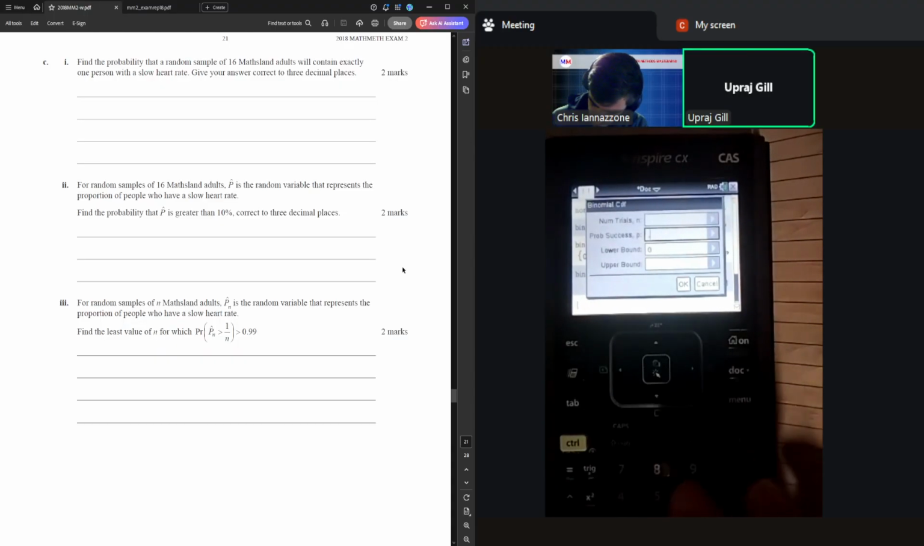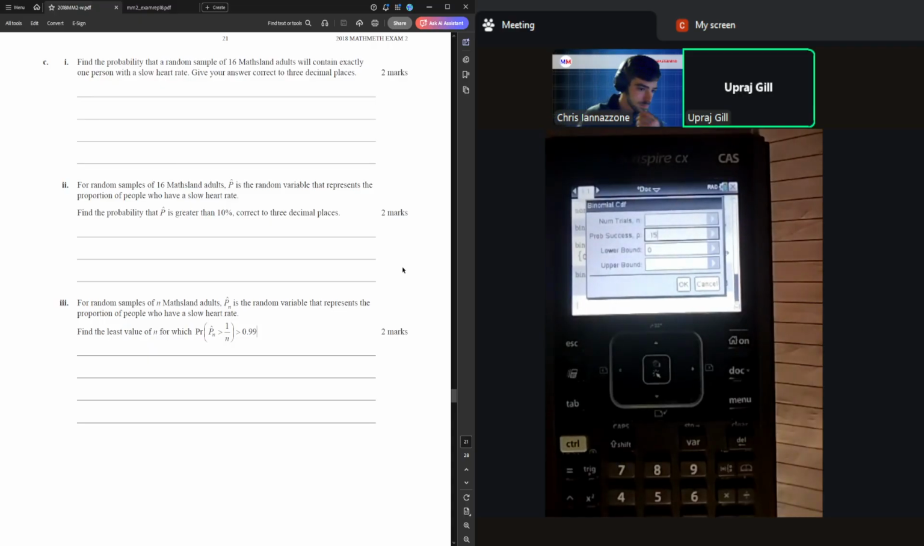So find the lowest value for n, for which everyone in your sample has a slow heart rate. Greater than 1 over n, so you're exclusive of the 1 over n. No, I'm not too sure. Not too sure? Okay. Well, the first thing would be, like you said, to convert to discrete.